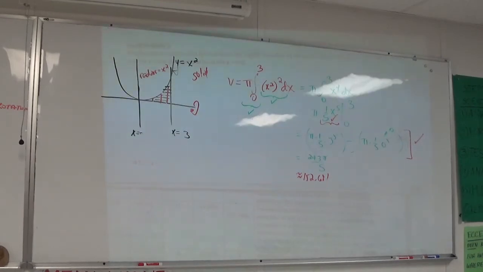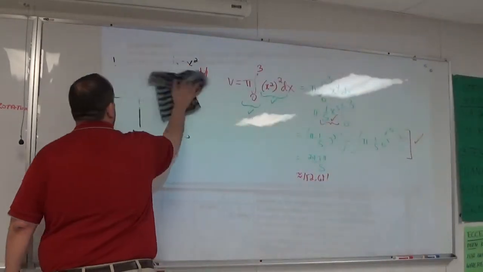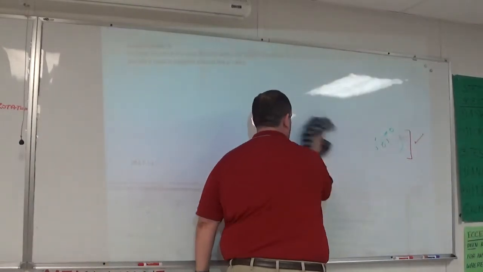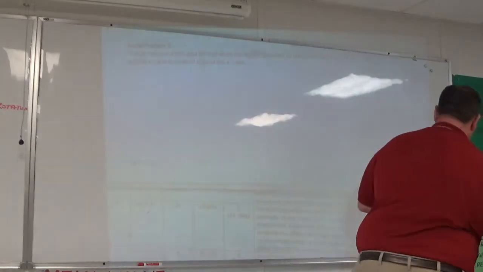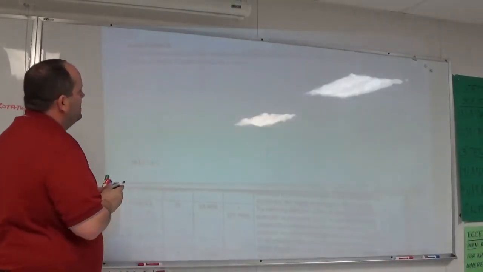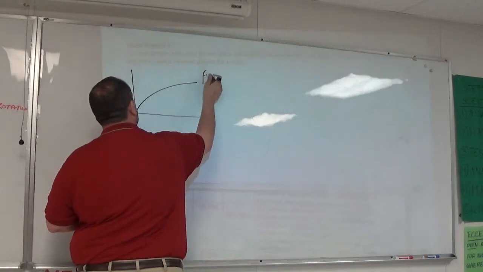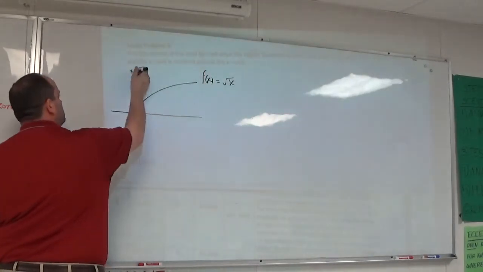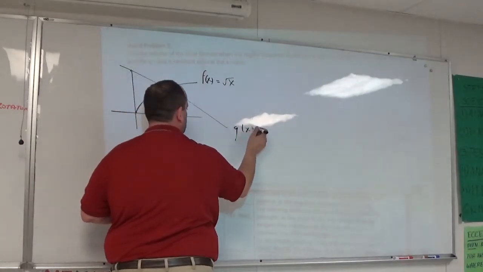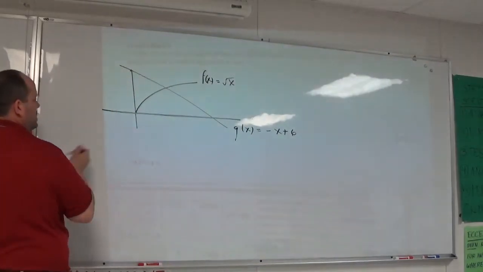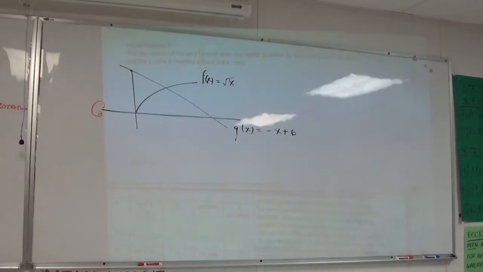The x-axis is the line y. Again, all these problems are supposed to be calculator inactive. Volume of the solid when the region f of x equals square root of x, but you guys know what that is. G of x equals negative x plus 6. And the x-axis. Revolve that around your x-axis.